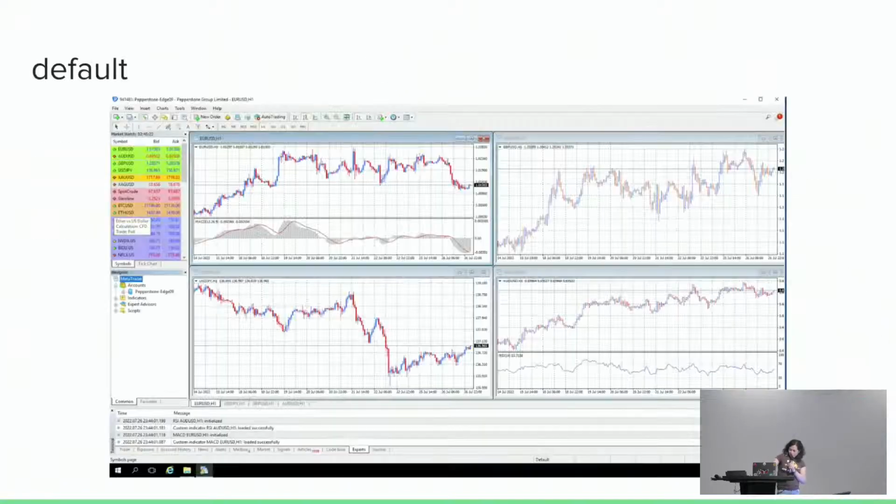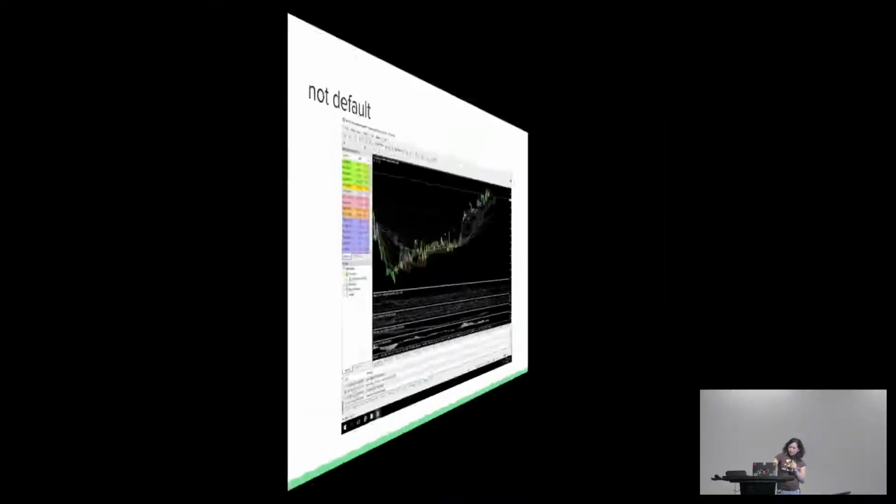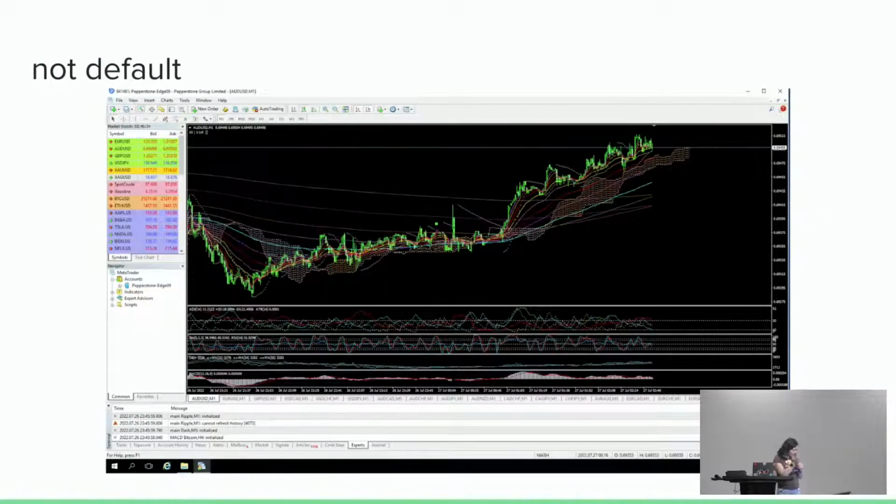Let's see if we have a screenshot of it. This is what it looks like when you first run it. And I put a transition there. And this is what happened when I decided to add my own indicators so that I can understand it better. And I also started to do some automation.